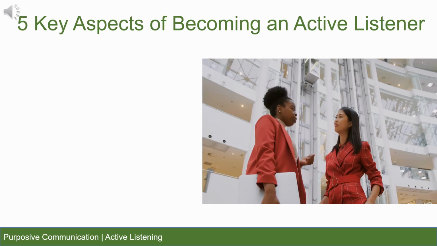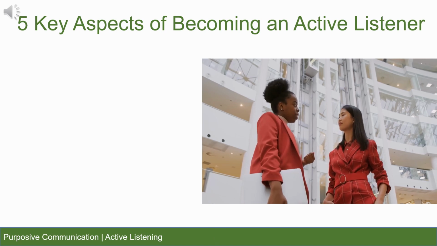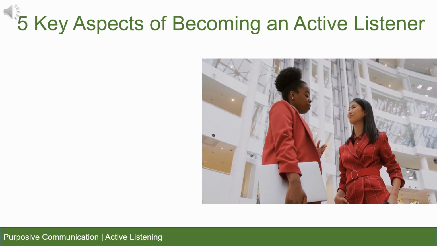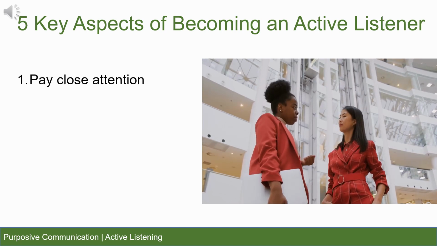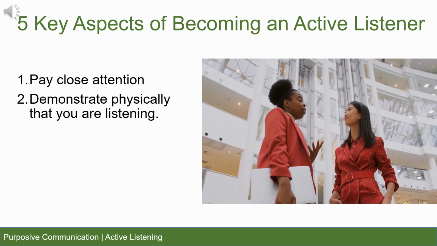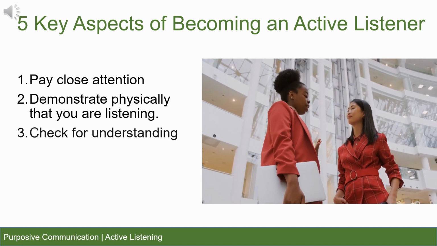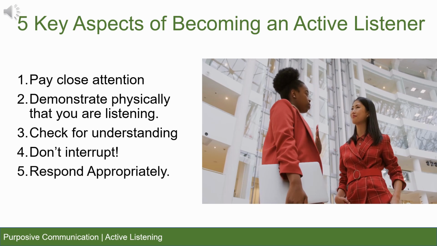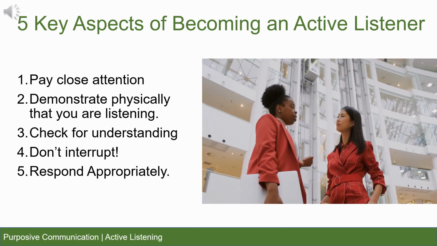Okay, how to become an active listener. For us to have effective communication, we need to be active listeners. There are 5 key aspects of becoming an active listener. Number 1, pay close attention. We will discuss it one by one. Number 2, demonstrate physically that you are listening. Number 3, check for understanding. Number 4, don't interrupt. And number 5, respond appropriately. So bear in mind these 5 key aspects. If you have all 5, then you are an active listener. You are a good listener.